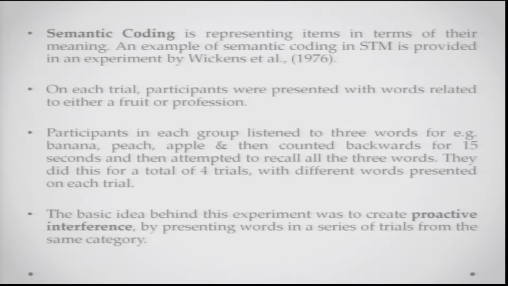Another way of coding information other than auditory and other than visual is basically starting to code information on the basis of semantics, on the basis of their meaning and their relationship to whatever knowledge you already have. Now, semantic coding is representing items in terms of their meaning.